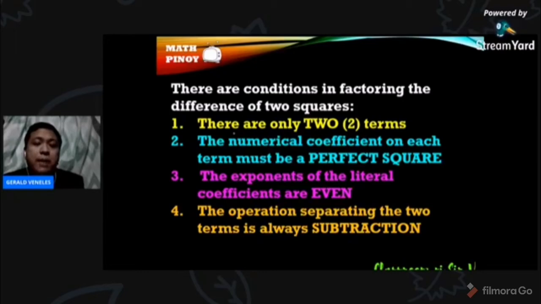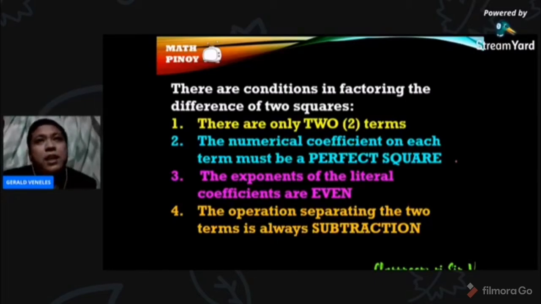First, dapat dalawang terms siya. Anong tawag sa polynomial kapag dalawa ang terms? Monomial ba? Binomial? Or trinomial? O kaya naman multinomial? Sabi ni Lion Cabrito, binomial, correct. Second condition, the numerical coefficient on each term must be a perfect square. Ano tong perfect square?